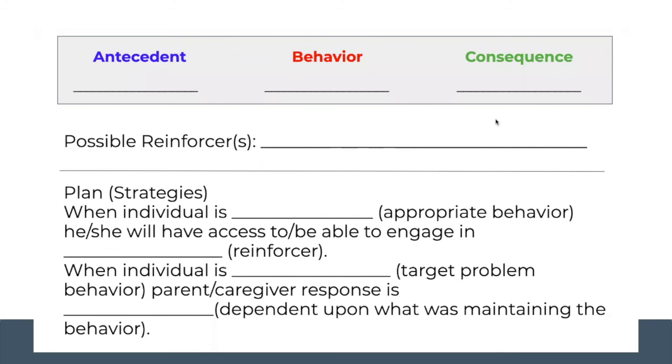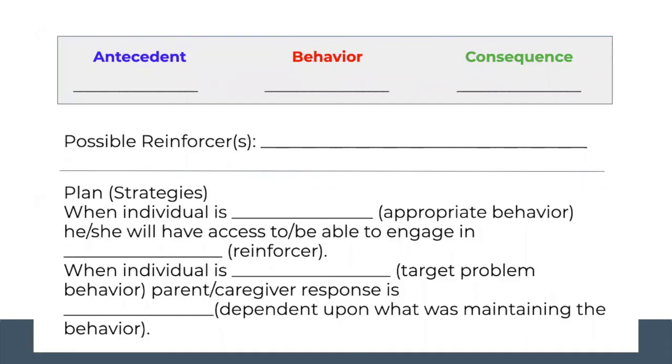So for your example, you're going to write down your antecedent, your behavior, and your consequence. What are your possible reinforcers? What does the individual enjoy? And don't hesitate to think about what the individual is getting out of their inappropriate behavior. That could very well be a very positive reinforcer for the individual.